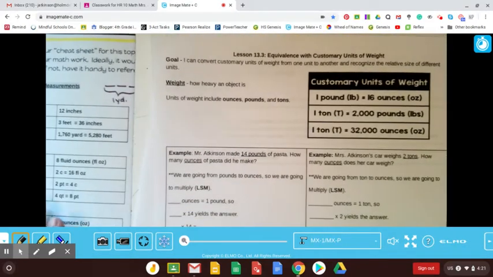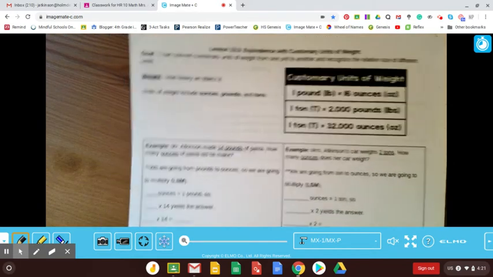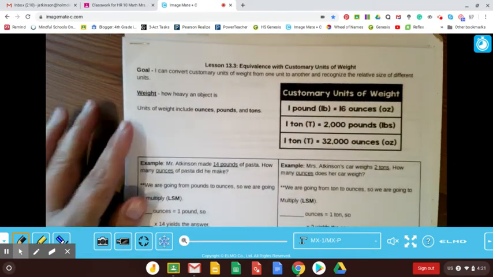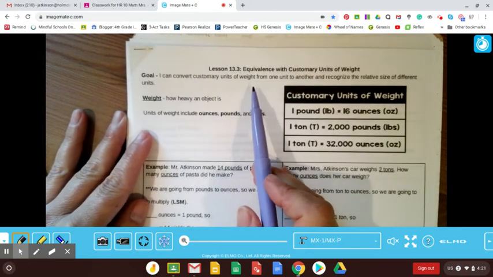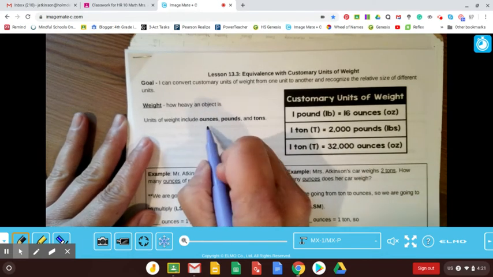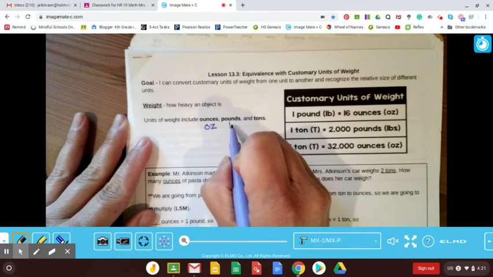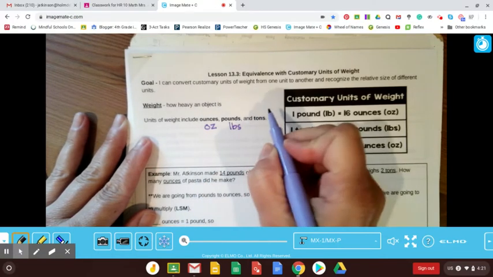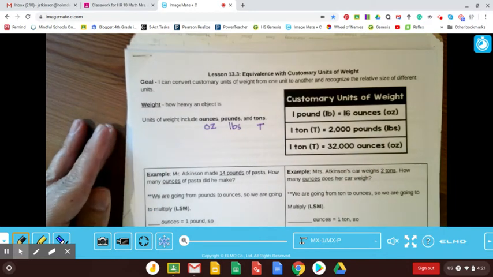So I'm going to put my cheat sheet to the side. I will be using it, but I also have one right at the top of my guided notes. So that's very helpful. So our goal today is to convert customary units of weight. And weight is really how heavy an object is. And we have ounces, which is abbreviated OZ, pounds, which is abbreviated LBS, and tons, which is just a capital T. So those are the abbreviations.